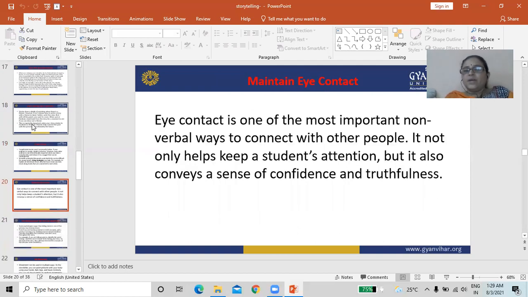Maintain eye contact. Eye contact is one of the most important non-verbal ways to connect with other people. It not only helps keep students' attention but also conveys a sense of confidence and truthfulness.